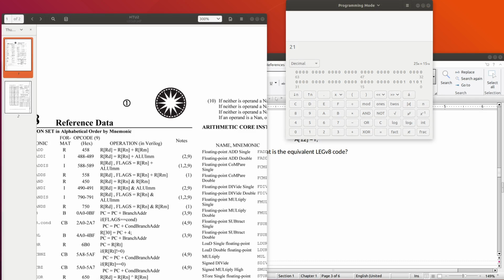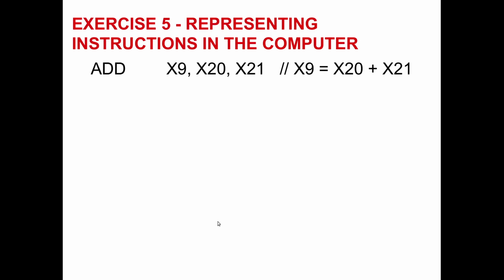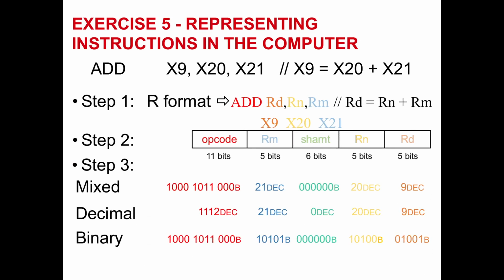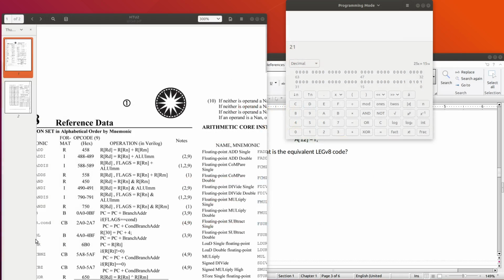And so the value here, 21, is 10101, and similarly we have value 20, that is 10100, and 9 it is 01001. Of course, if we combine all these binary values together, we will have its value in hexadecimal. Now we can do it by this.